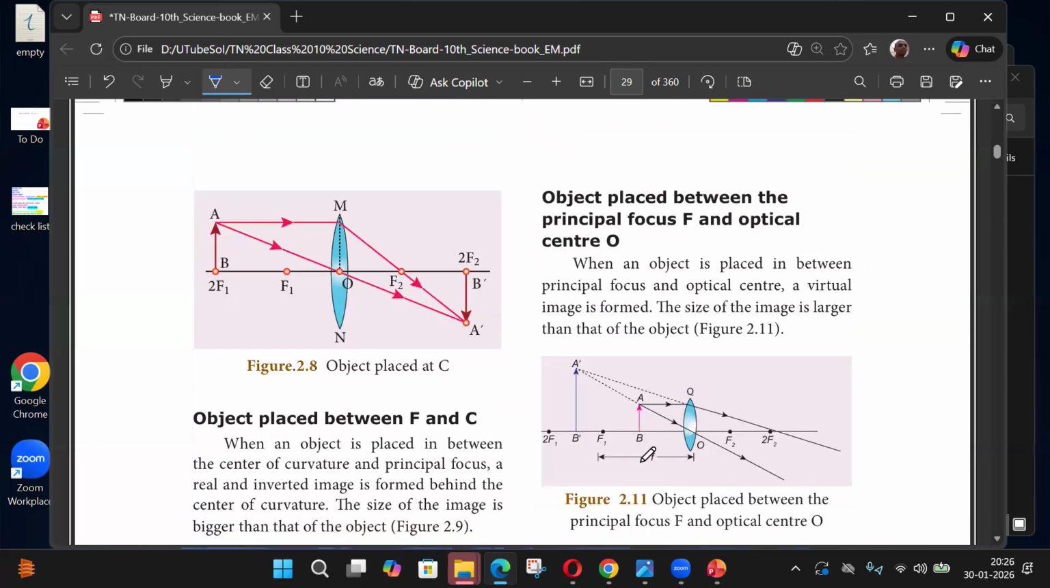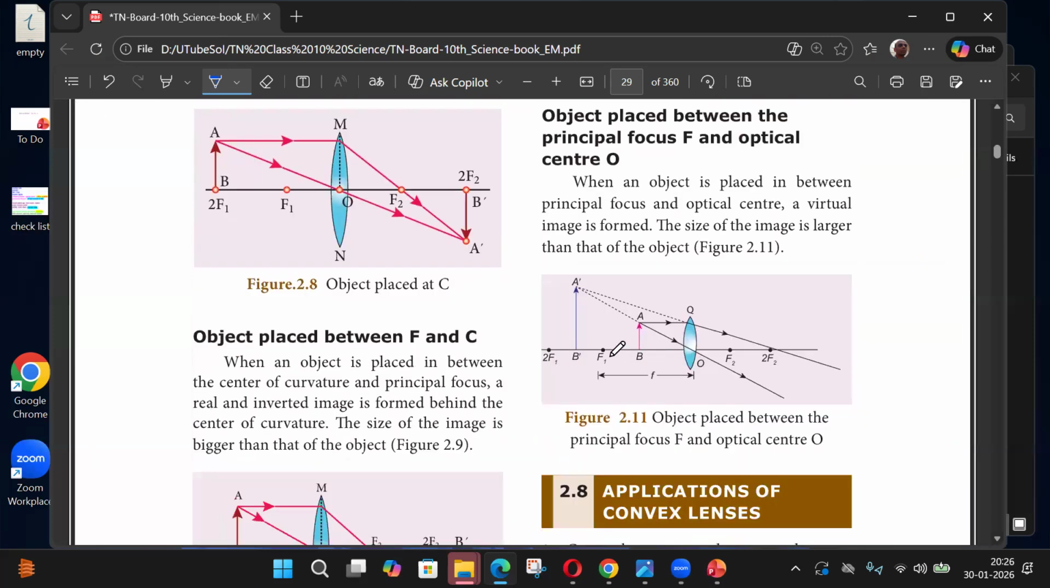Next one is within the focal point, between the center and focus. So here, if it goes here, we'll go through the parallel beam. They showed it wrongly. Use F2. Okay. The parallel beam, after this, will go to the focus. And one of this part will go straight. So this thing is getting diverted.